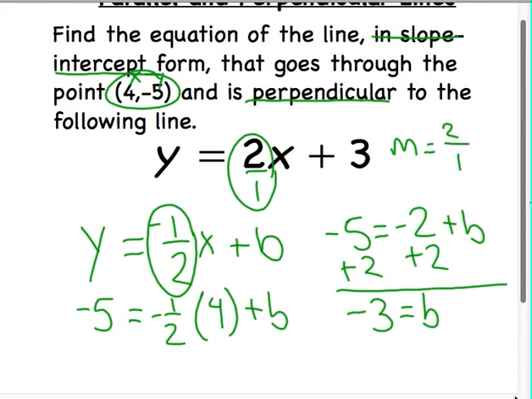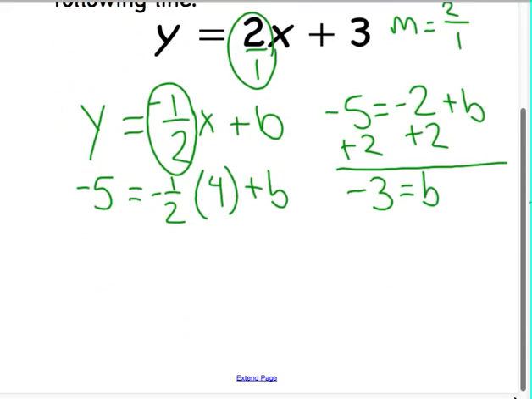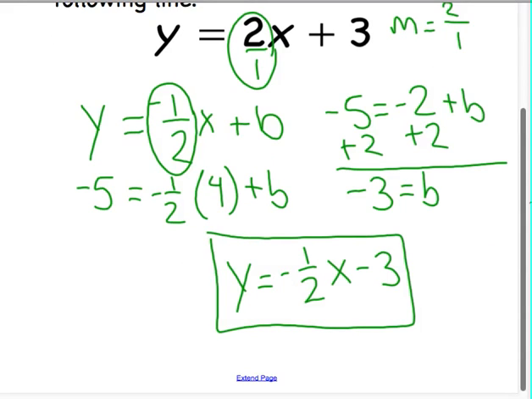Remember, solving for b is not your final answer. Your final answer is y equals -1/2 x minus 3. And that's all you have to do.